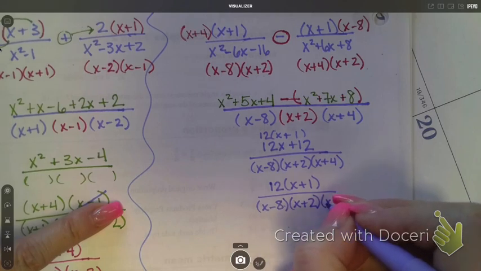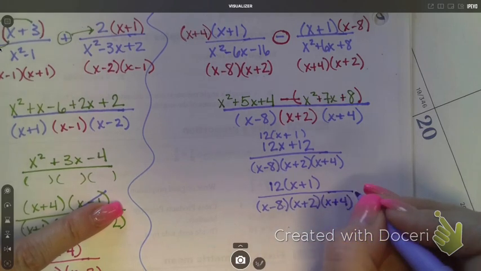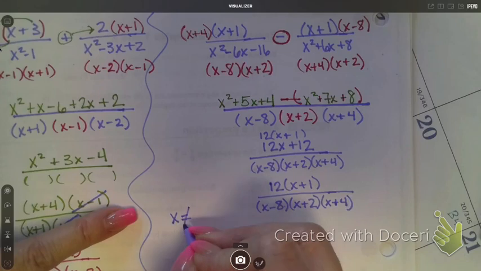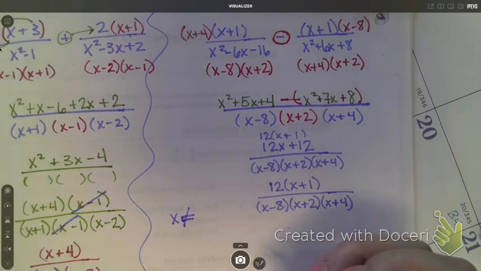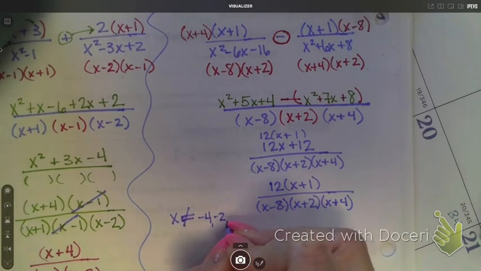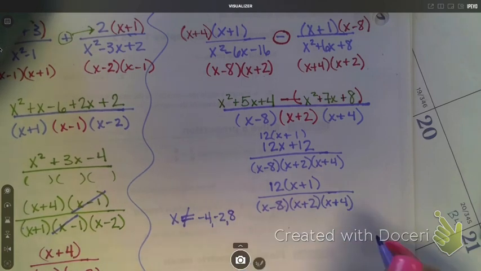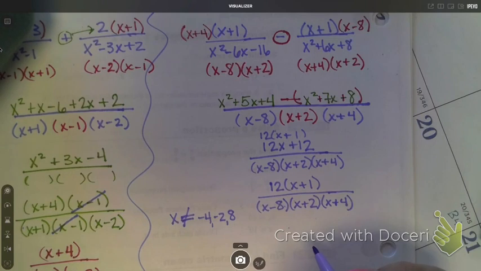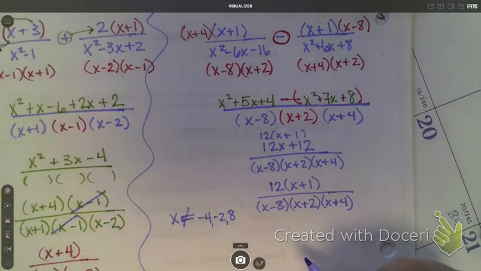Okay, so I'm going to ask you a question. What are the excluded values? What can't x be? Negative 4, negative 2, and 8. Not negative 1. No, you wouldn't. I don't care about the numerator. I only care about the denominator. So the domain would be x couldn't equal those things also, yes? Yes. So just be aware that sometimes they can ask for the excluded values, yes?